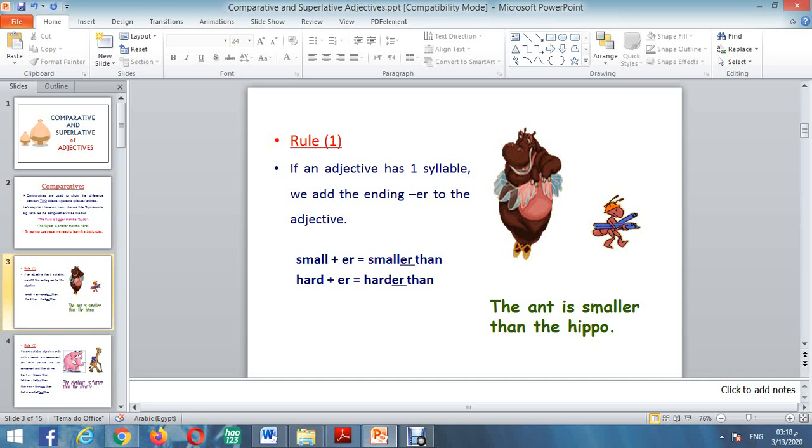Then we use than. Example, small plus er will be smaller than. Hard plus er will be harder than. Here I'm comparing between two, the ant and the hippo. If I'd like to compare between them in the adjective small, it will be the ant is smaller than the hippo. Or also we can say the hippo is bigger than the ant. This is number 1.